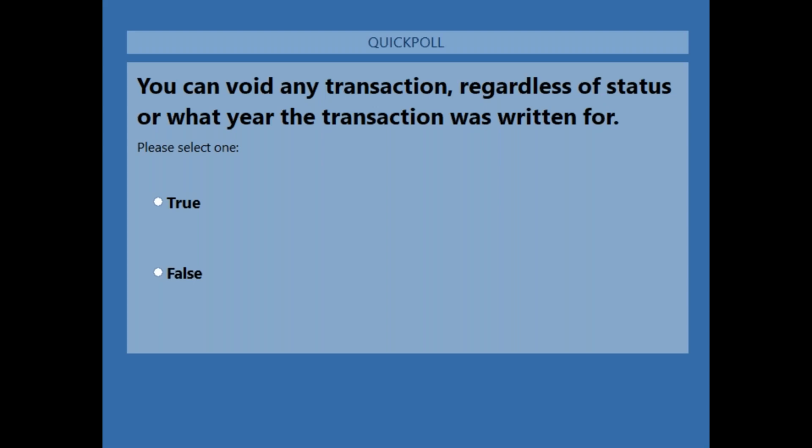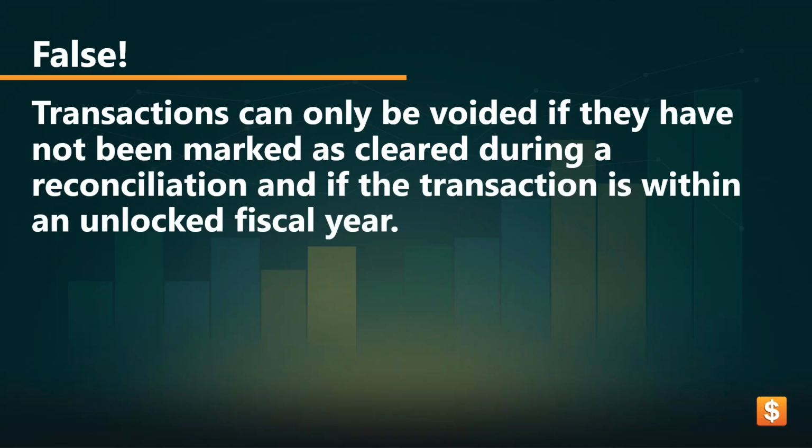All right then, thank you for playing my game, because that answer is false. So I'm not sure if I actually mentioned it, but you can only create transactions within your own fiscal year, and you can also void transactions only if that fiscal year is unlocked and you're inside of it.